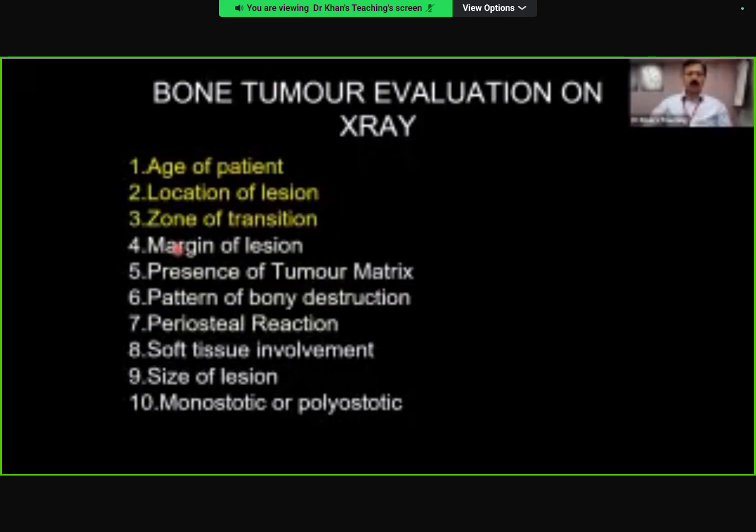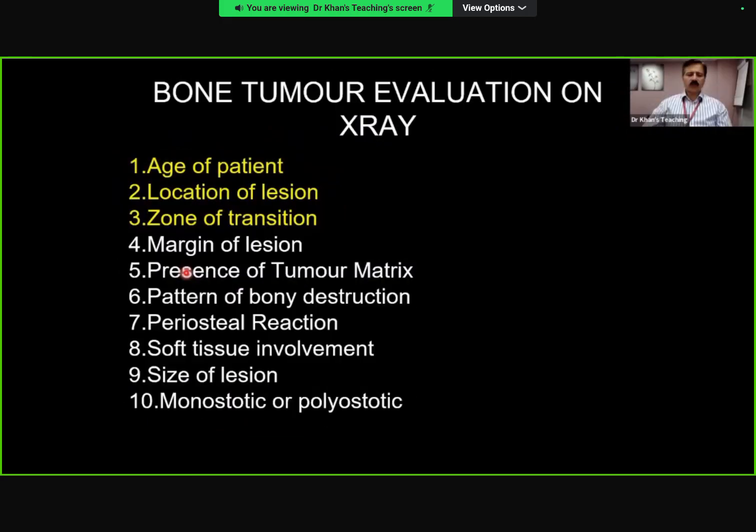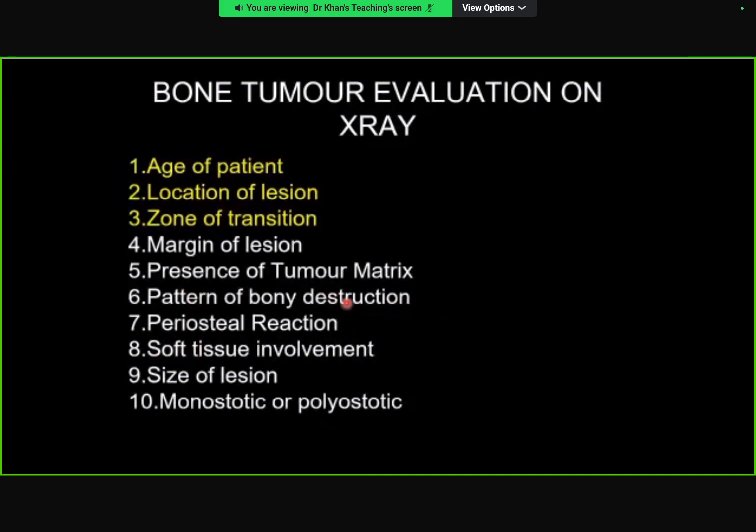Then comes the margin of the lesion. So you have to describe the margin. Is there a tumor matrix? What is tumor matrix? We are going to learn. What is the pattern of bony destruction? Again, a bit of vocabulary is there. What is the host response, particularly vis-a-vis periosteal reaction? Is there any soft tissue involvement? These are critical things which you have to keep in your mind.